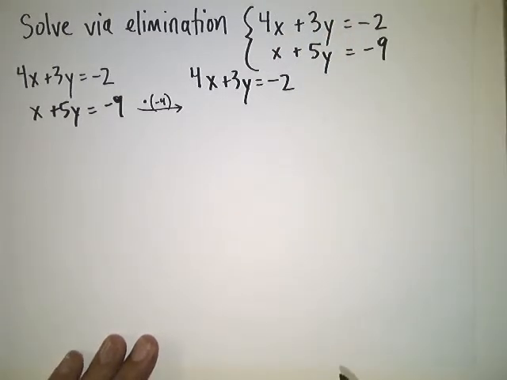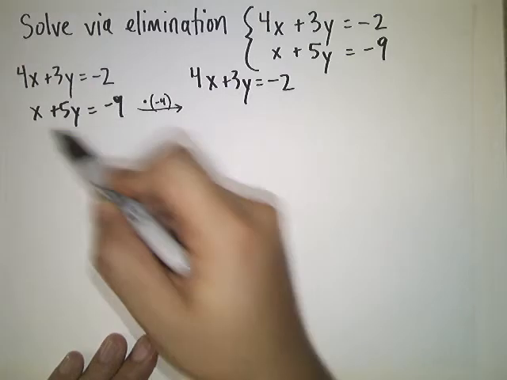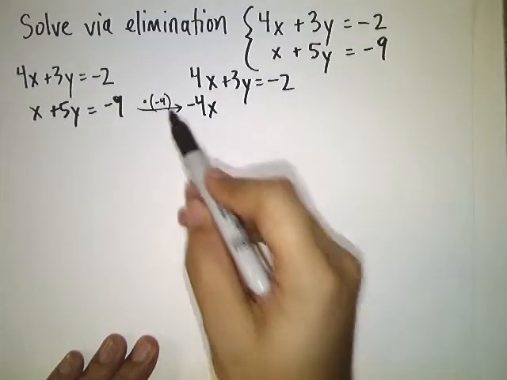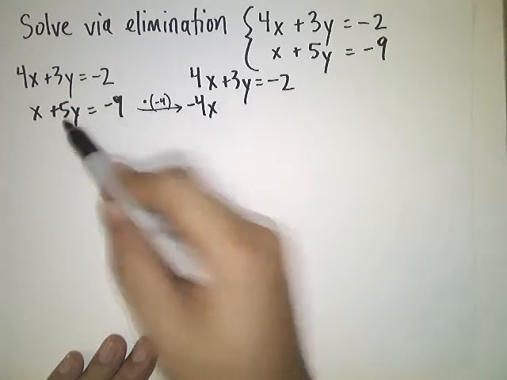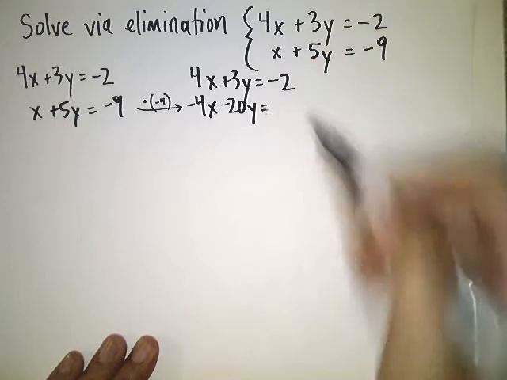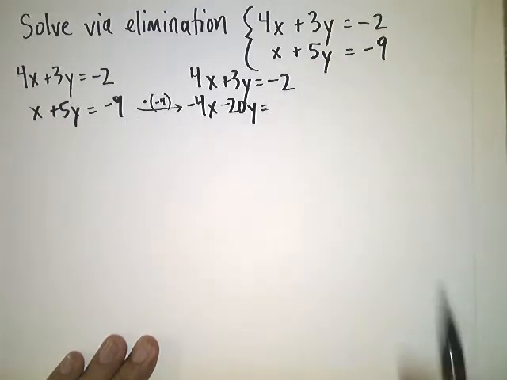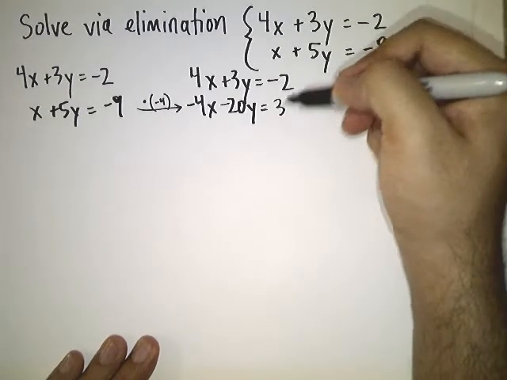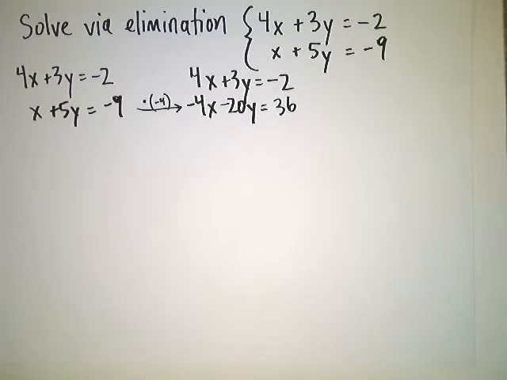The bottom equation, though, changes. Negative 4 times x is negative 4x. Negative 4 times 5y is negative 20y. And negative 4 times negative 9, well, let's see, that'll be 36, if I'm not mistaken.